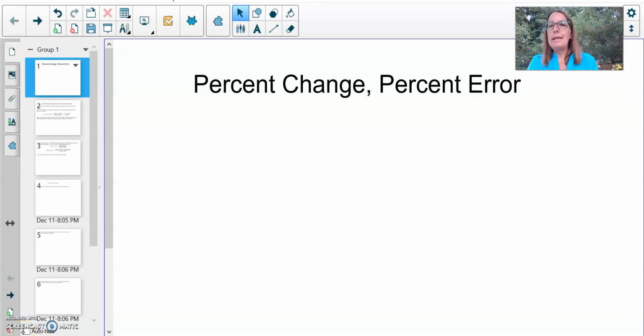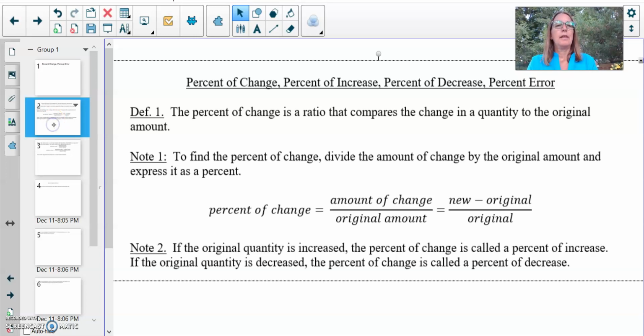Hi everyone. In this video, we're going to look at the percent change and percent error. The percent of change is a ratio that compares the change in a quantity to the original amount. To find the percent of change, you divide the amount of change by the original amount and then change it into a percent.